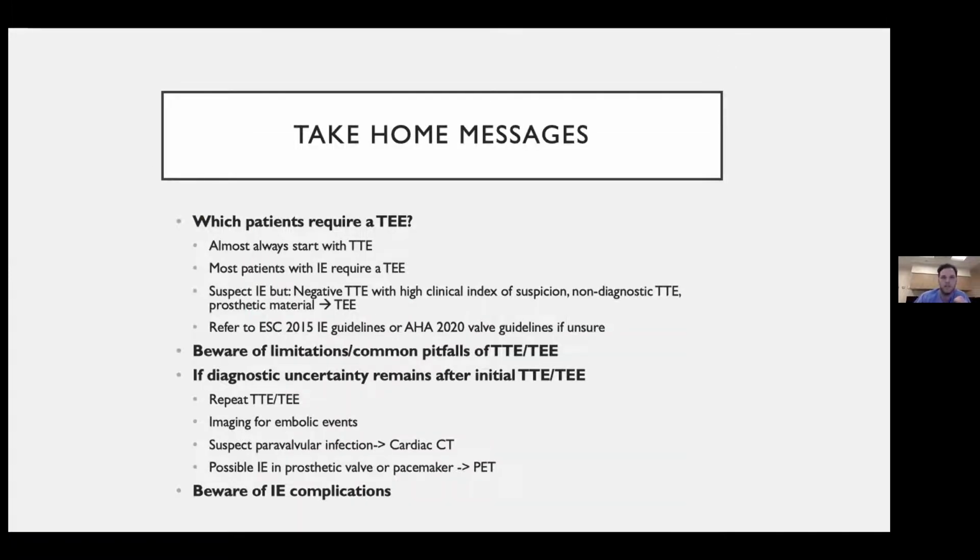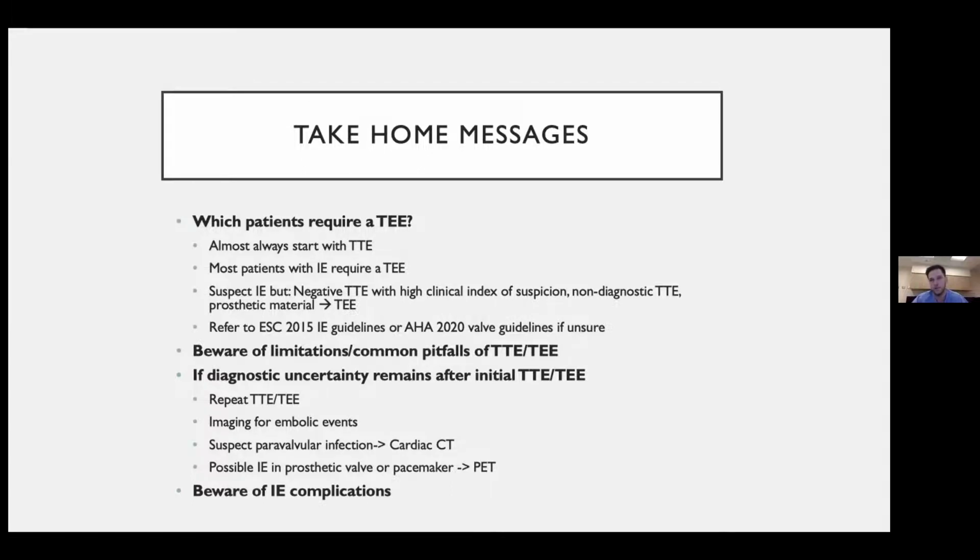So wrapping things up, these are the main points that I hope I've gotten across. First of all, which patients need a TEE? Most patients diagnosed with infective endocarditis need a TEE to further characterize the extent of the infection and rule out complications. In patients with suspected endocarditis but negative transthoracic echo, if there's high clinical suspicion, you should go on and have a TEE. Also, if there's suspected endocarditis and there's prosthetic material or a device, the sensitivity of TTE is lower, so those patients should all go on to have a TEE as well.